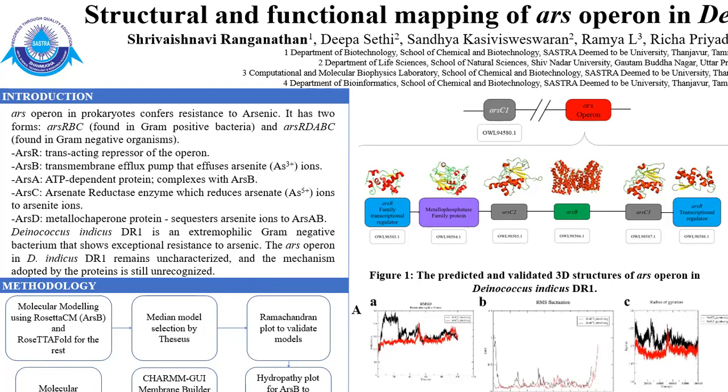Deinococcus indicus DR1 is an extremophilic gram-negative bacterium that is isolated from the Dadri wetlands in India, and it shows very high resistance to arsenic. The proteins of its ARS RBC operon are yet to be characterized, and the mechanism adopted by these proteins together to remove arsenite has not yet been elucidated.